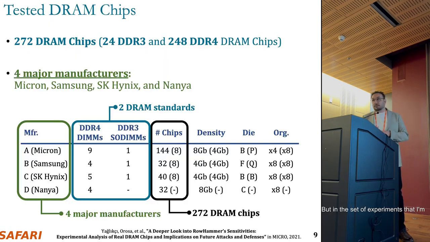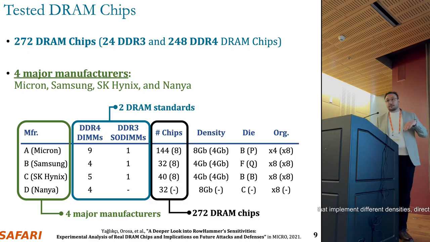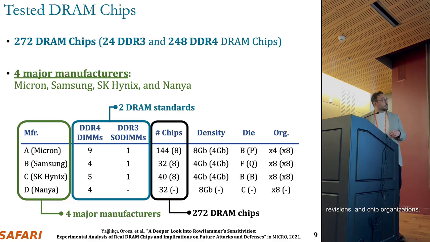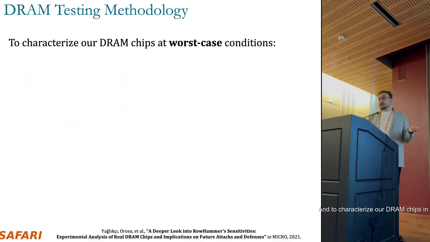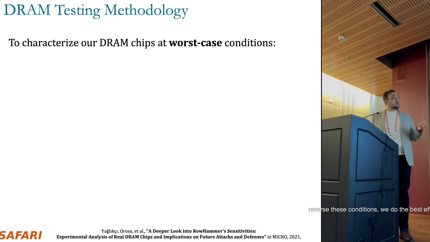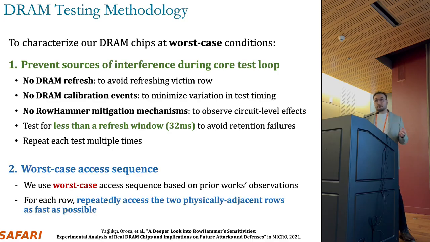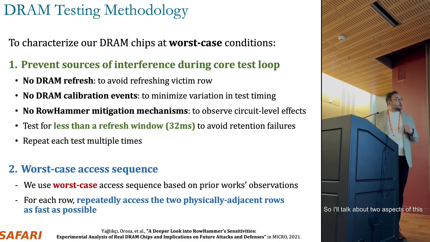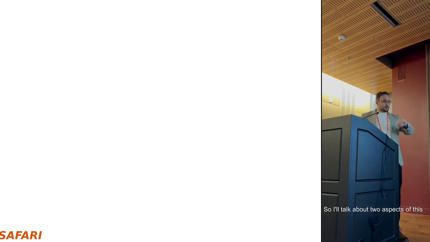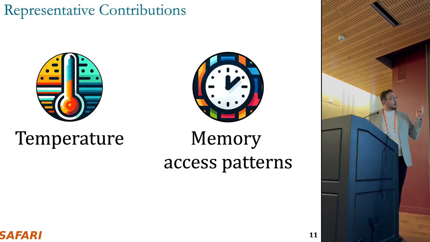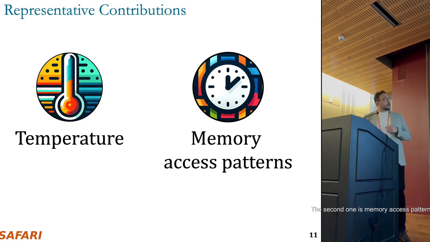But in the set of experiments that I'm going to share, we test 272 DRAM chips from 4 major manufacturers that implement different densities, die revisions, and chip organizations. To characterize our DRAM chips in the worst-case conditions, we do our best effort to prevent sources of interference during our core test loop, and we perform the worst known access sequence. I'll talk about two aspects of this because of the time limitations only. The first one is temperature, the second one is memory access patterns.